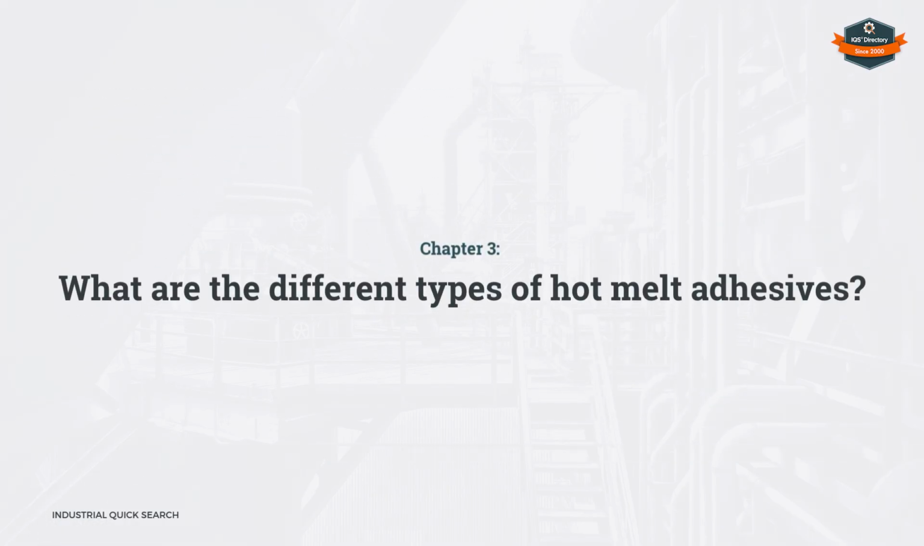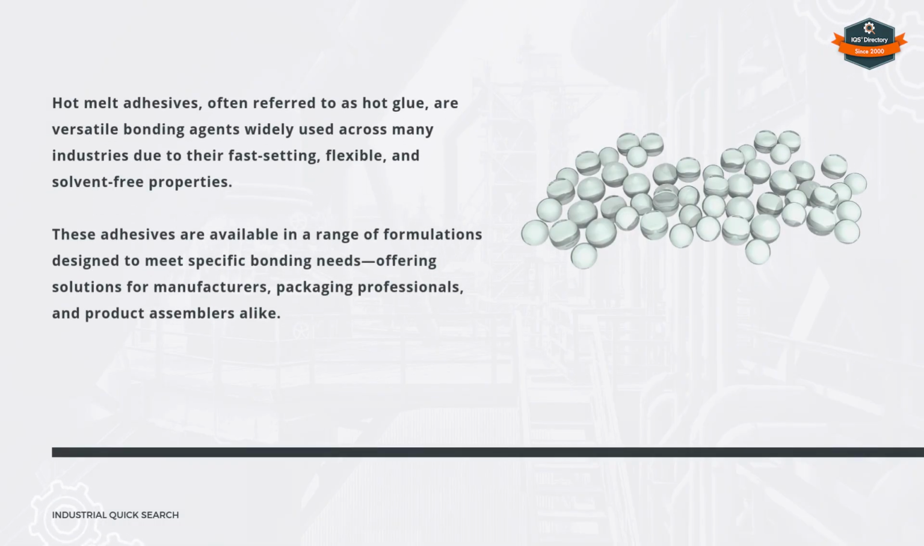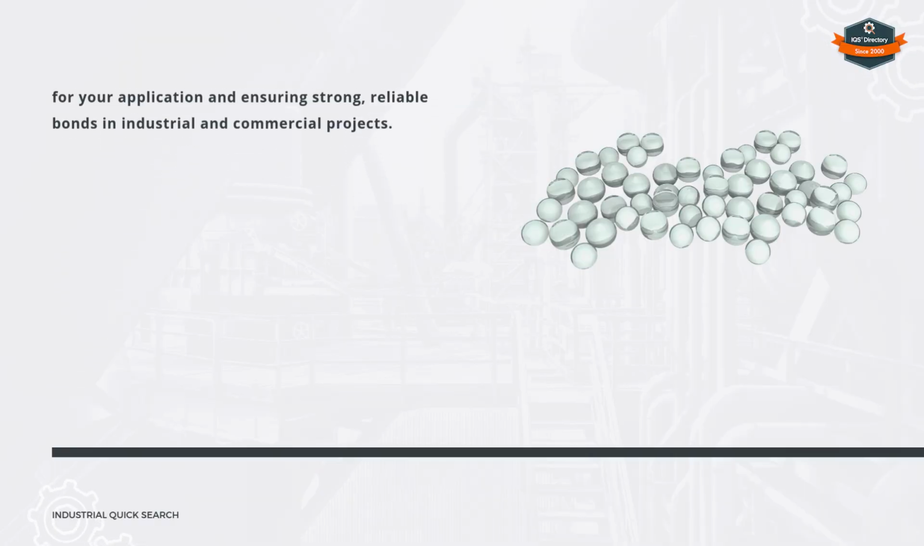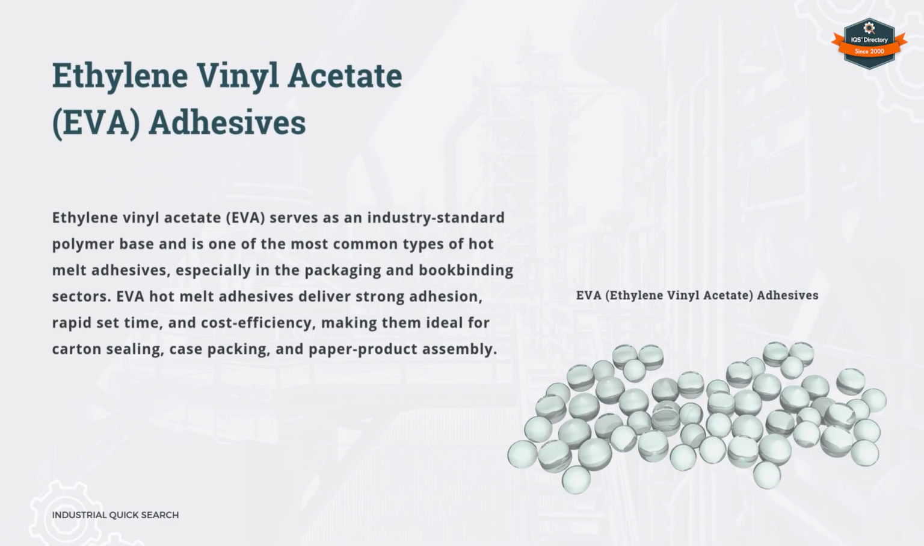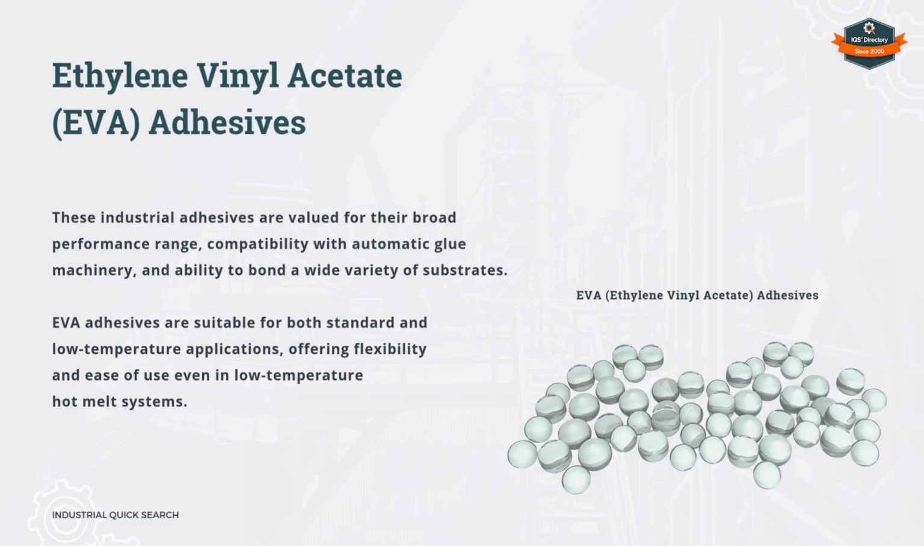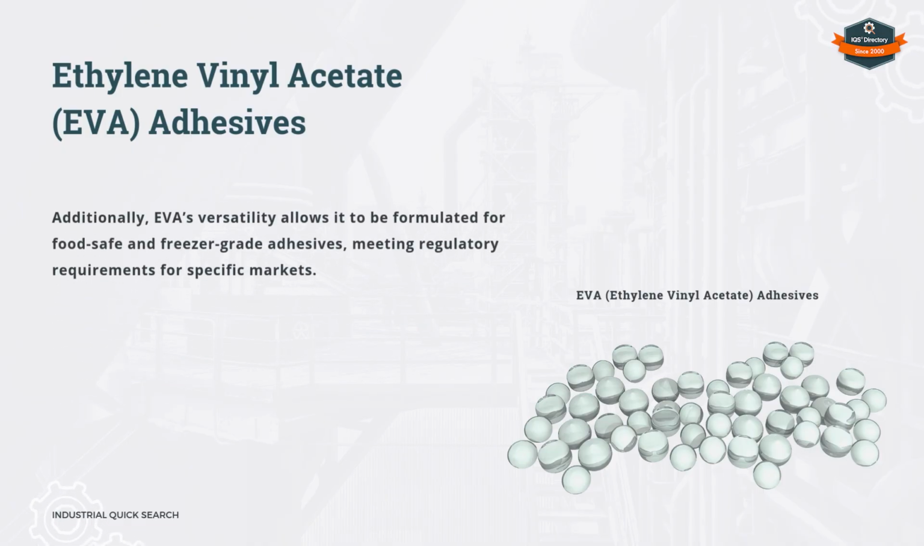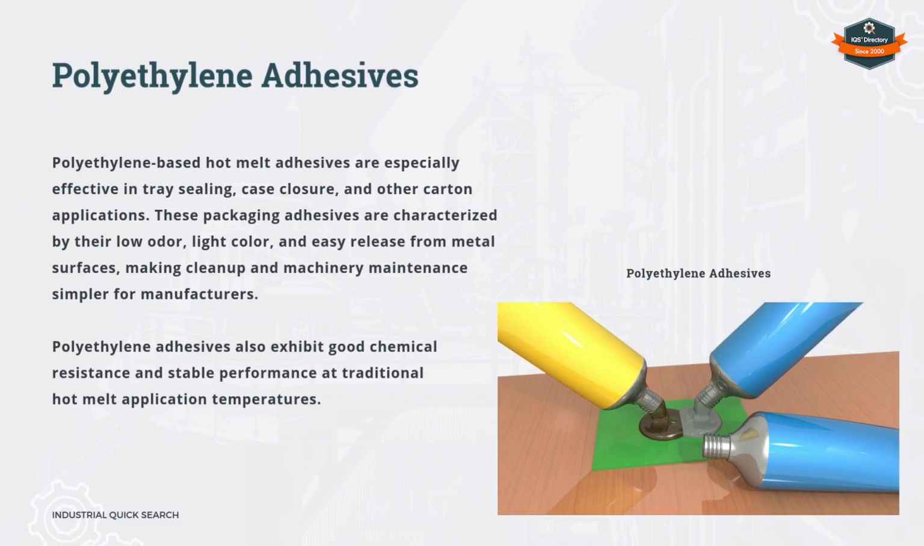Chapter 3. What are the different types of hot melt adhesives? Ethylene vinyl acetate adhesives. Polyethylene adhesives.